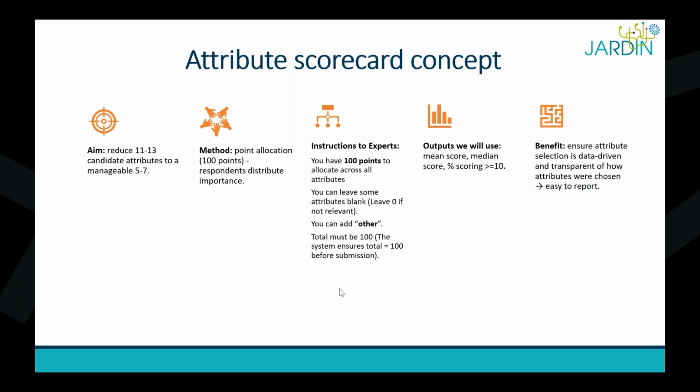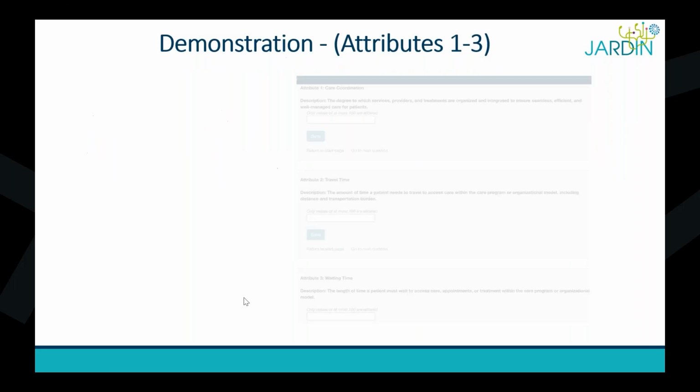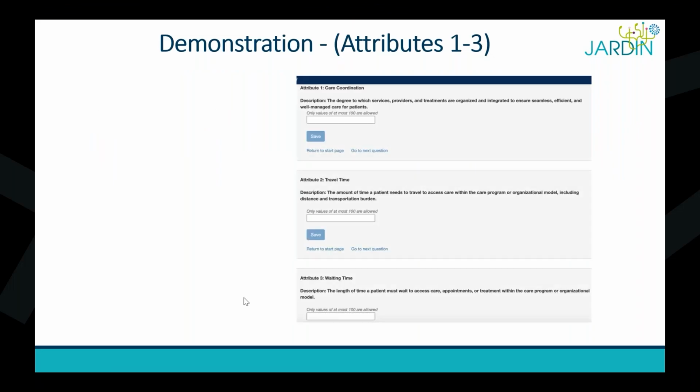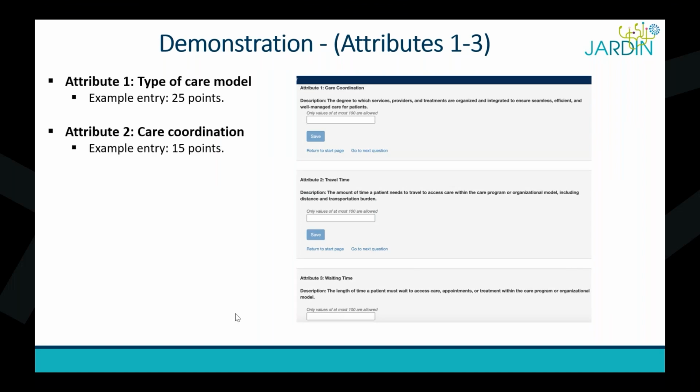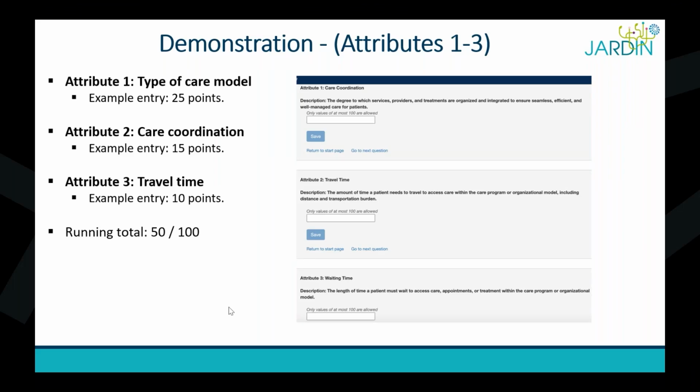Can you go to the next slide, please? Yeah, so from the survey, you might have seen these attributes. There is an attribute called type of care model, care coordination, and things like that. There is a small box there where you would be allowed to put points out of 100, and then you save that. Basically, just let me give you a very simple example.